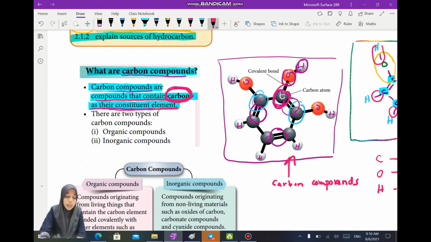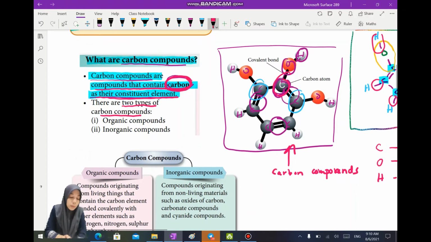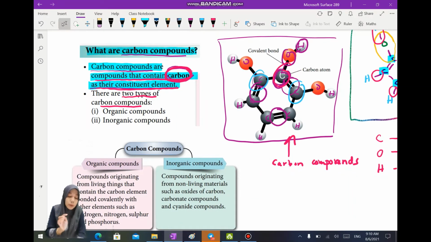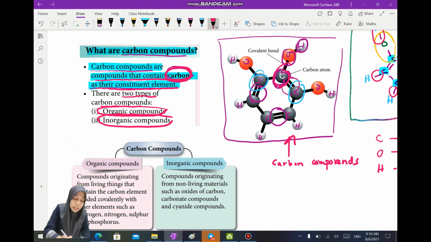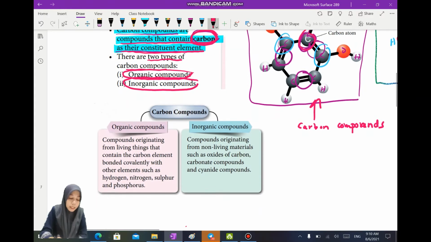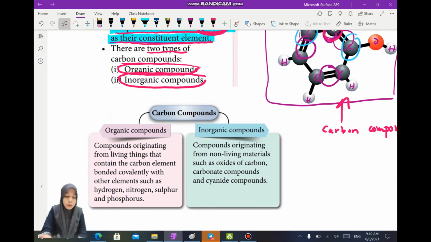Okay, get it? Okay, so there are 2 types of carbon compound. Carbon compound terbahagi kepada 2, iaitu organic compound and inorganic compound. Okay, sebatian karbon terbahagi kepada 2, iaitu organic compound and inorganic compound. Sebatian organik dan sebatian bukan organik.